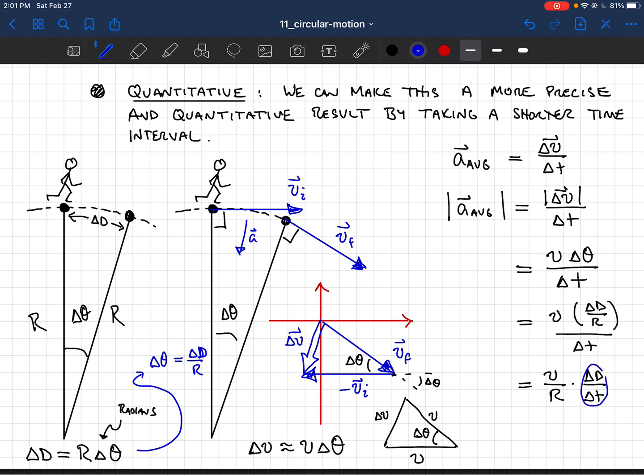But delta d over delta t, well, that is just the distance traveled along the path divided by the amount of time. It's just the speed. So that itself is also equal to v. So my final result is that the magnitude of the average acceleration is v squared over r. And that will hold up to be exactly the value of the average acceleration as you make the time interval shorter and shorter. So we've just found the value of the acceleration for an object that travels on a circular path with a constant speed, and we'll use that from now on.